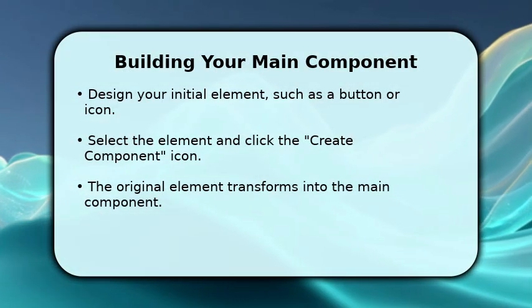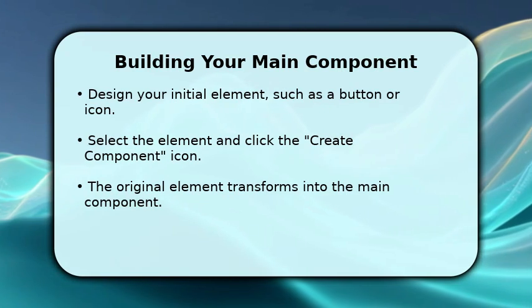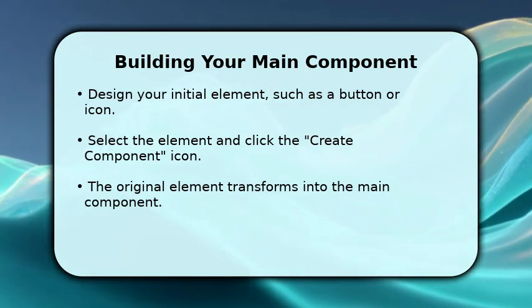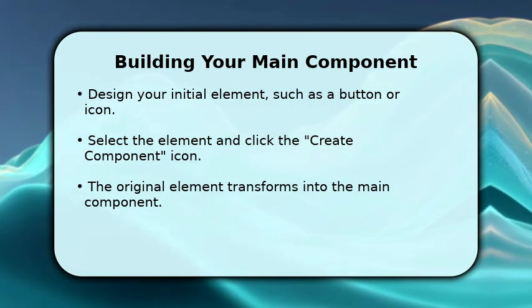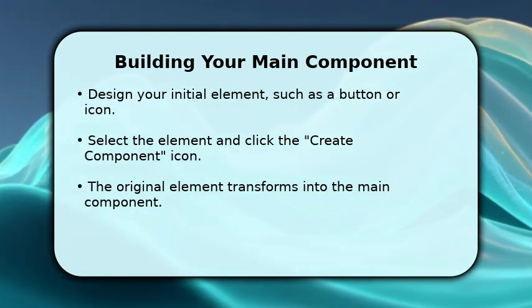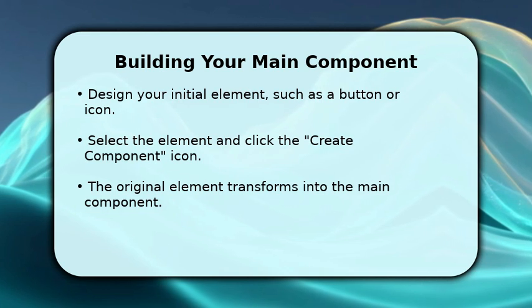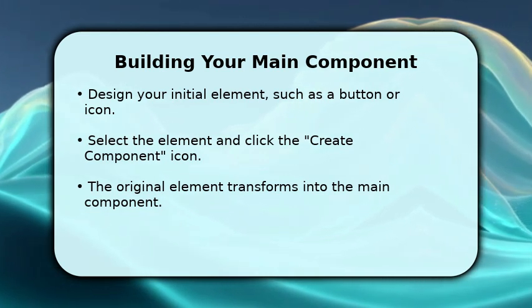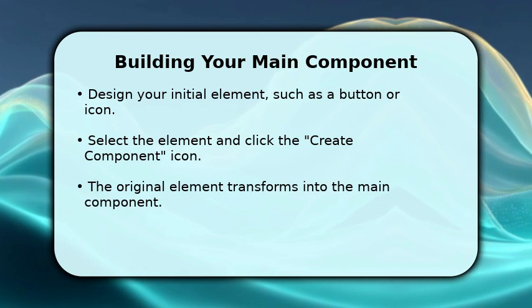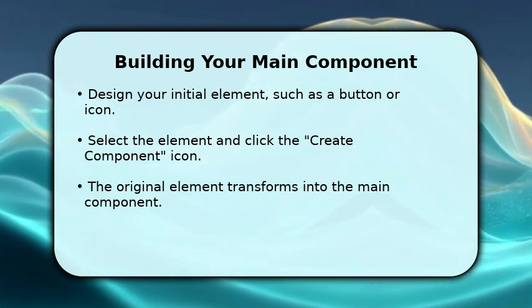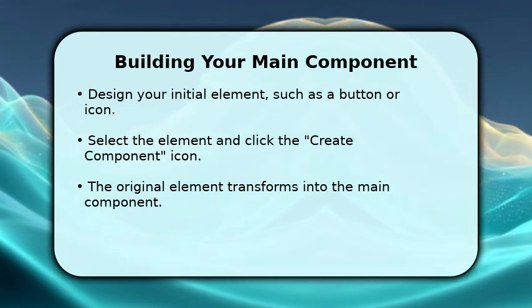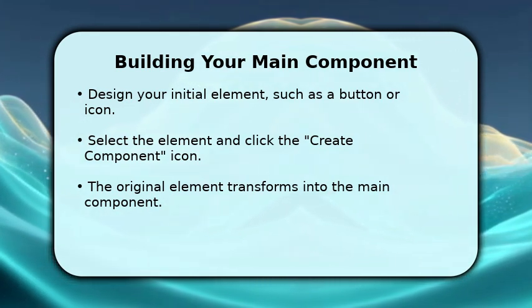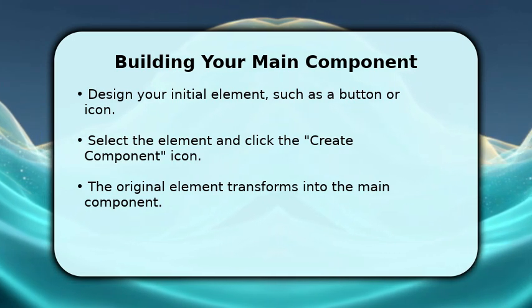To begin, design the element you wish to make reusable, like a simple button with text and a background. Once your design is complete, select all layers of that element. Then, locate the Create Component icon in the top toolbar, which looks like 4 diamonds. Clicking this will convert your selected design into a main component, marked by a solid purple diamond icon on the canvas. This main component is your single source of truth.